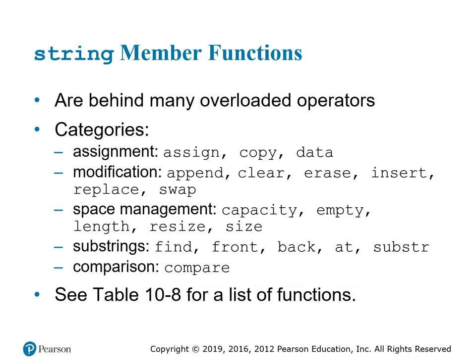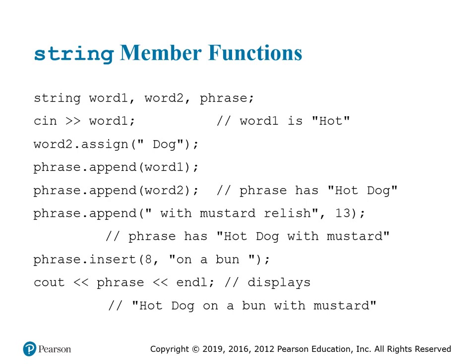Okay. There are also string member functions that more explicitly tell you exactly what you're doing to the string. Assign, copy, append, clear will set the string back to null. Empty, length, resize. You can get the front of the string, the back. You can get string at if you don't want to use the square bracket operator. You can get a substring of the string. Okay, all of these are aliased with other C++ operators, but if you want to just assign dog and then append word one, which is hot, okay, and then append word two, which is dog, then your phrase gets hot dog. You can append with mustard relish, but only count the first 13 characters. So 1, 2, 3, 4, 5, 6, 7, 8, 9, 10, 11, 12, 13. You'll say hot dog with mustard.